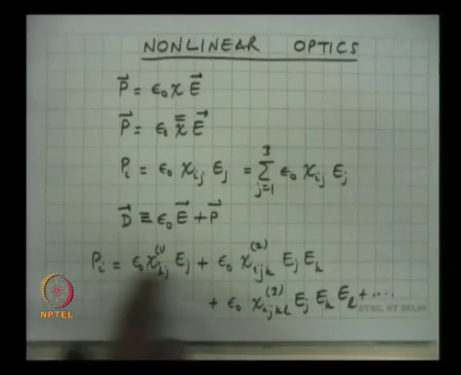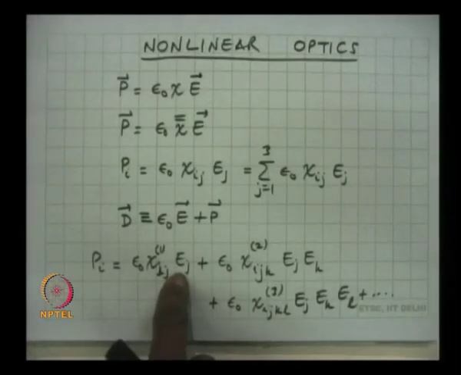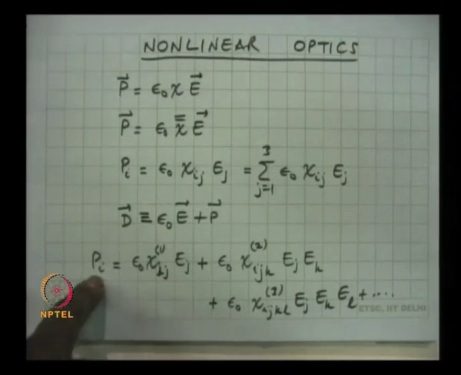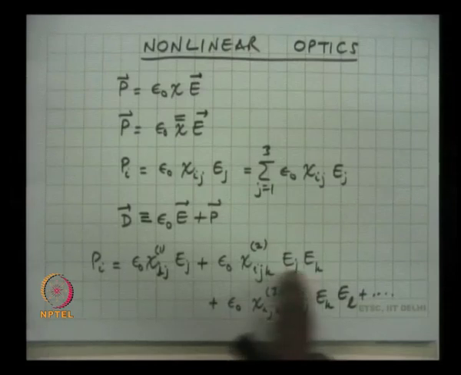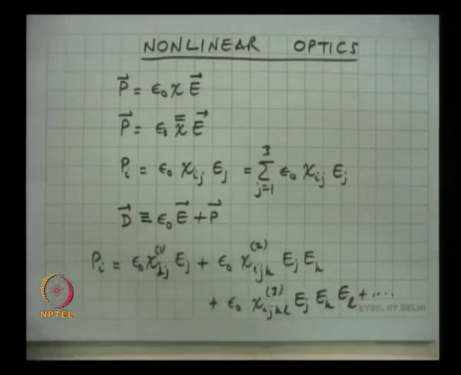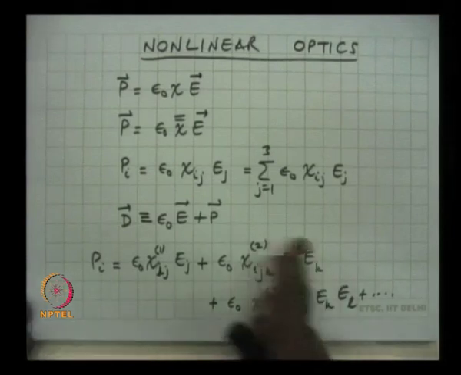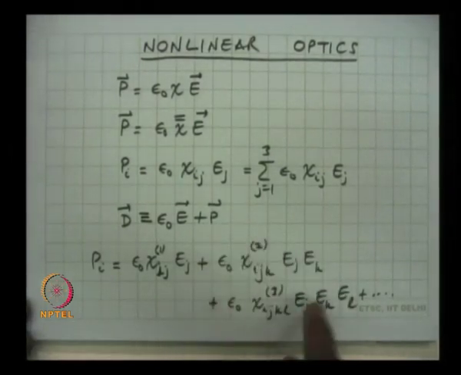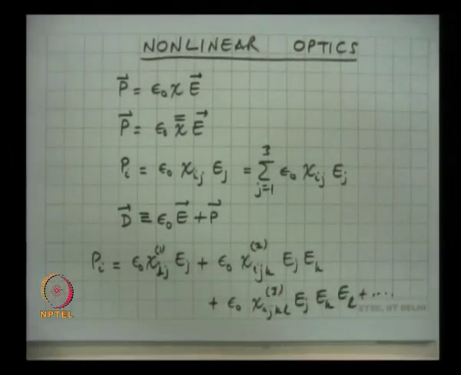Remember, in the linear case, if E has a frequency omega, P will also have a frequency omega only, it cannot have a new frequency. But because of this product here, if E has a frequency omega, this E square can have a frequency 2 omega, and that leads to the generation of second harmonics, sum frequency, etcetera. So, these are called the second order effects. This leads to the third order effects.